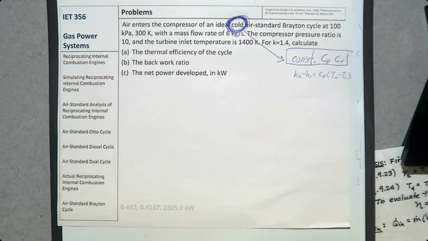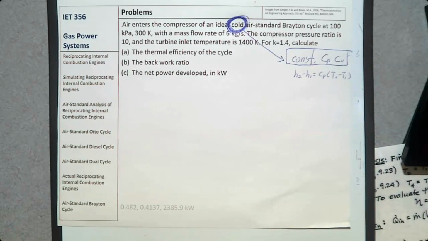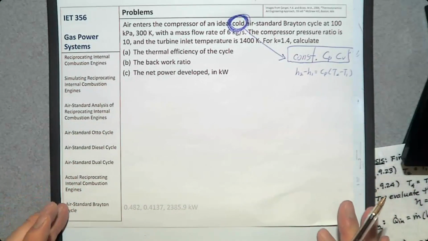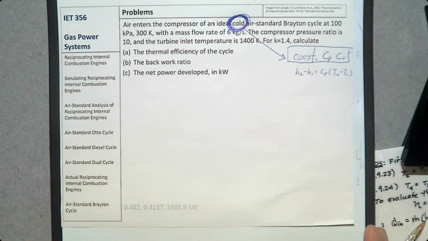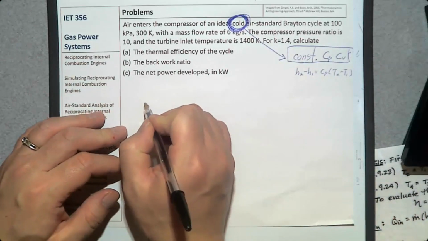Whenever you see a cold air standard Brayton cycle, by the way, in chapter 9, we are going to use cold analysis only for the Brayton cycle, because for the Otto cycle and diesel cycle, we have table A-22. Of course, assuming constant specific heat comes with another error, so this one is less accurate compared to the air standard cycle. So let's solve this problem. Air enters a compressor. So we have a compressor.